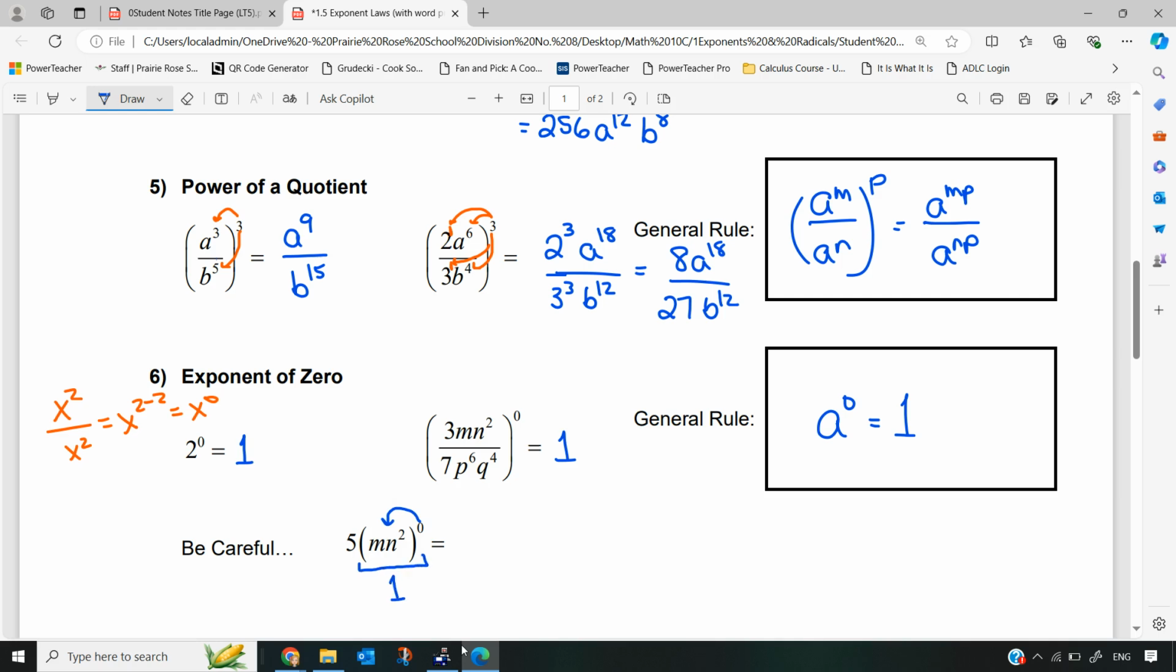But the 5 is outside of that. So that is actually 5 times 1, which is 5. So just be very careful to look at where that 0 is applying.